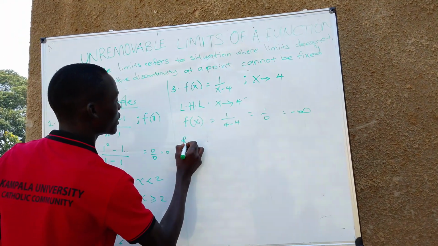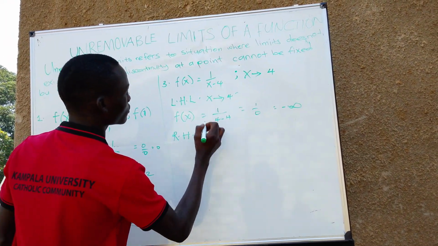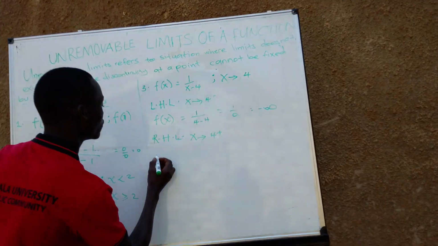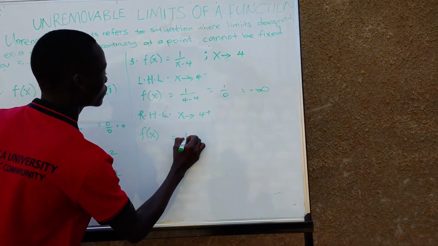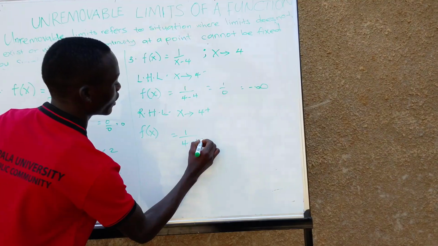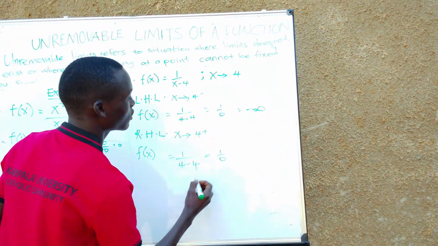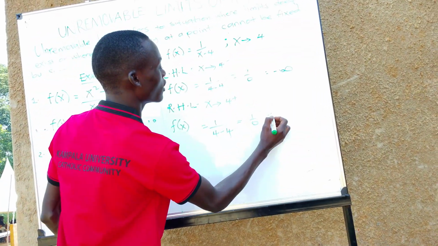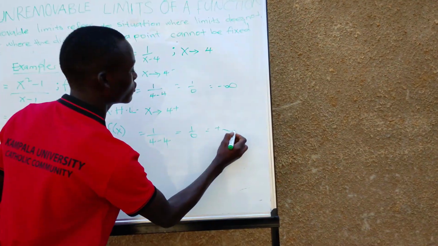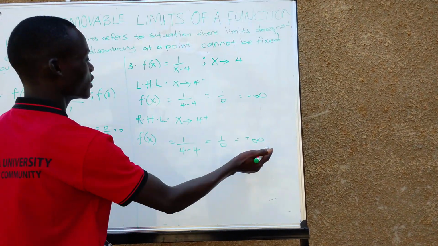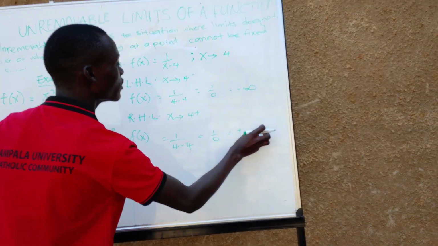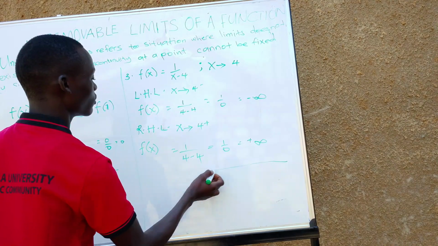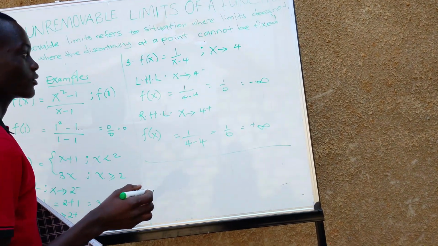Then for the case of the right hand limits, the value of x approaches 4 from the positive side. Therefore, f of x is equal to 1 over 4 minus 4, which is 1 over 0. Since we approach from the positive side, this one is the same as positive infinity. Therefore, this one is an infinite, irremovable discontinuity. So these are some of the examples we have.